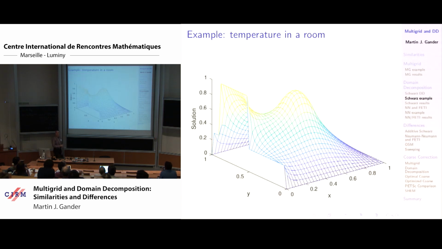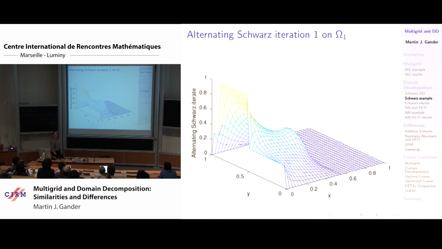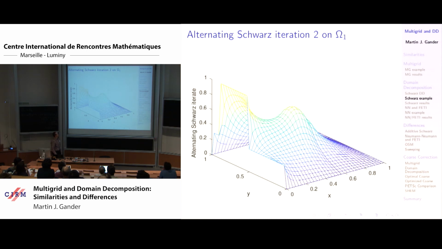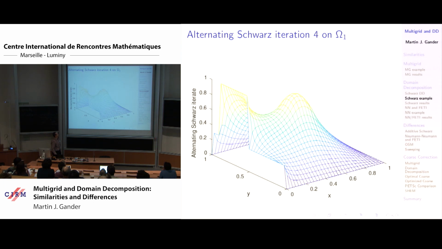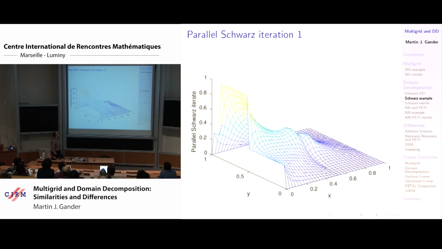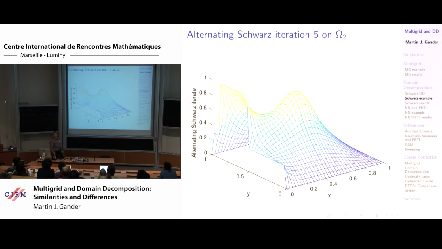So here is an example, the same example as before with the temperature in the room. I'm first going to do an alternating Schwarz method. So I have two subdomains. I have a subdomain on the left part of the room, a subdomain on the right part of the room. I have overlap between 0.4 and 0.6, and I iterate. So here is the solution on the left subdomain. I start with 0, like Schwarz. Then solve on the right, solve on the left, solve on the right, solve on the left, and so on. And you see it converges.